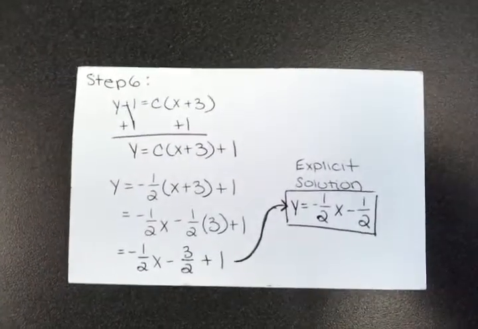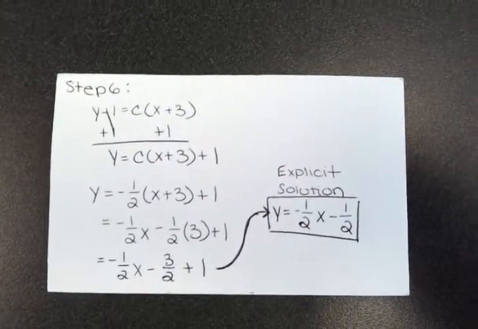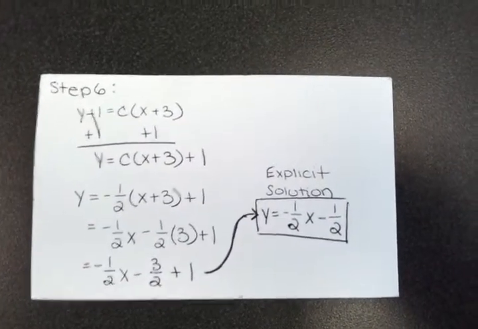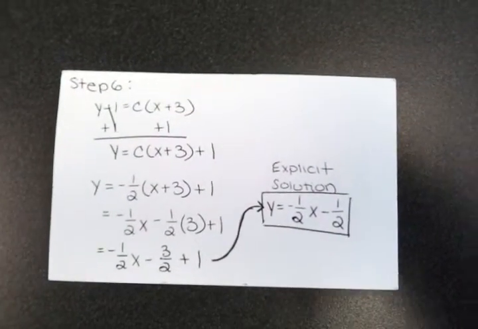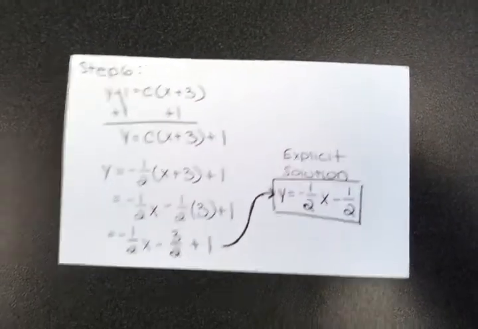In order to solve for y, you will take the integrated solution from the implicit general solution and get y by itself. Substitute the value for c and simplify. This will give you your explicit solution.